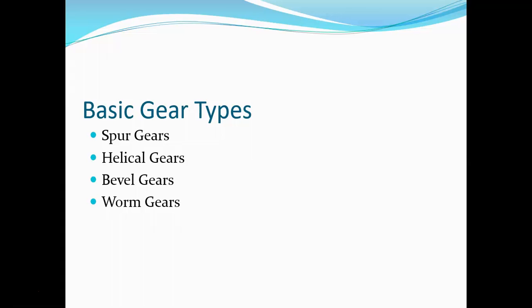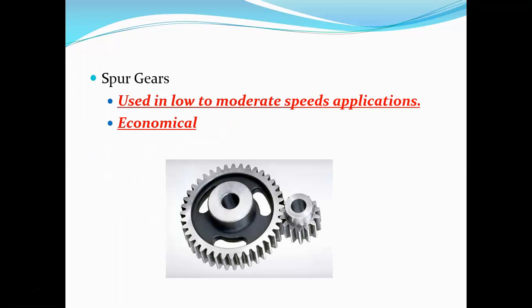Some basic types of gears that we'll talk about: spur gears, helical gears, bevel gears, worm gears. Spur gears are the cheapest. They're economical, used in low to moderate speed applications, and they're widely used across the industry.